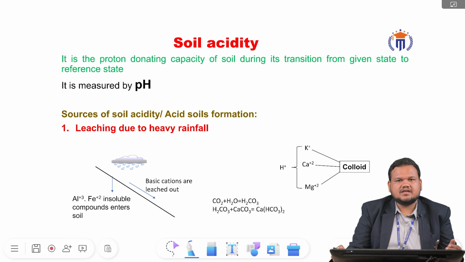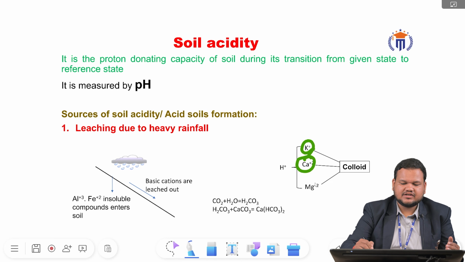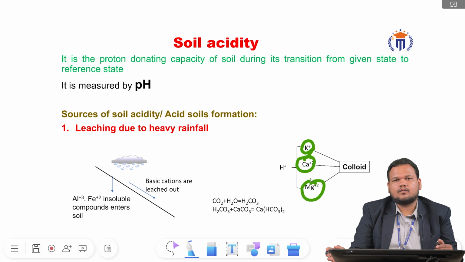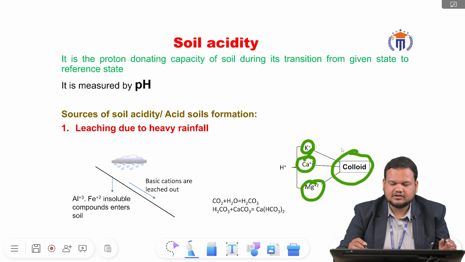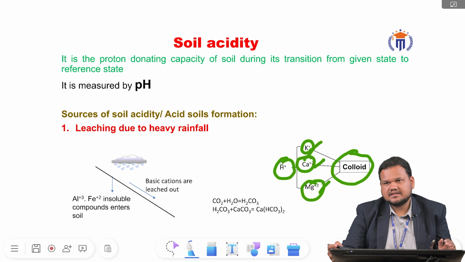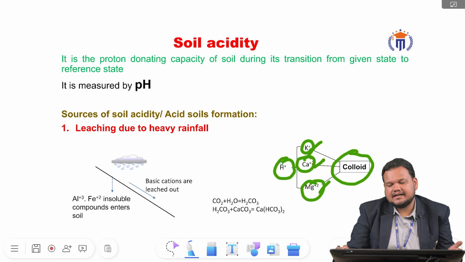So what are the sources of soil acidity? First is leaching due to heavy rainfall. In mountainous regions, where an excess amount of rainfall happens, the basic cations such as potassium, calcium and magnesium are leached out along with the water, and only iron and aluminium along with hydrogen are retained within the soil, causing soil acidity. You can see here the colloid, which is bound with potassium, calcium and magnesium, is replaced by hydrogen, resulting in more acidity and lower pH.